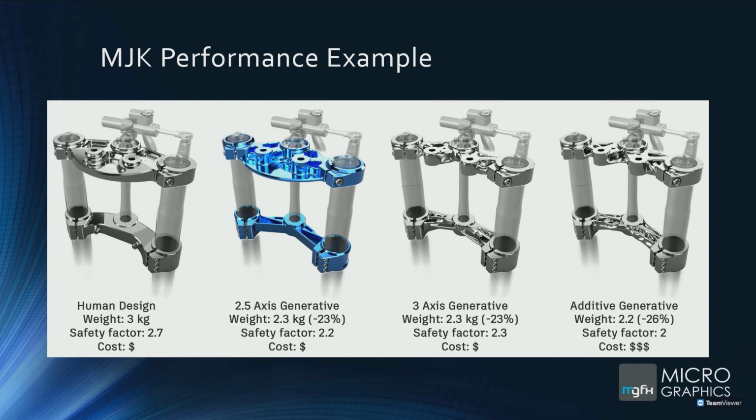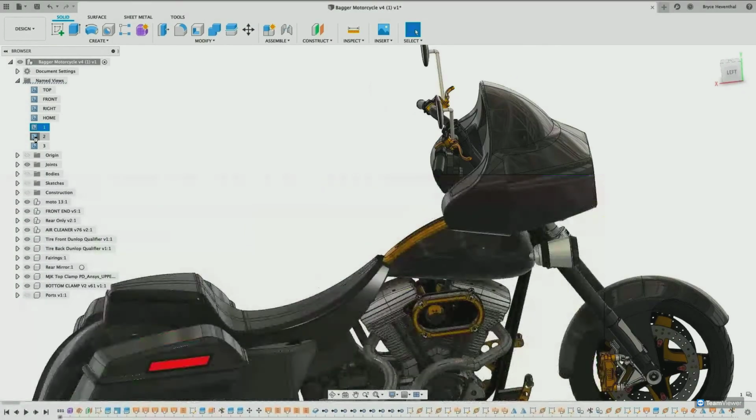So we looked at the additive design on the far right-hand side. That weighs 2.2 kilograms, saves 26%, but it's very expensive to produce in low quantities. However, the 2.5 axis, the one highlighted in blue, is only 100 grams heavier, but it is a lot cheaper to produce using 2.5 axis machining. So to conclude this segment, let's walk through the generative design process inside of Fusion 360 using this MJK example.